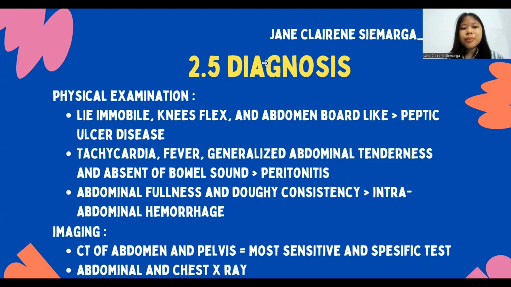In physical examination, there are several signs and symptoms that can be found. If the patient lies immobile, knees flexed, and the abdomen is board-like, it can suggest peptic ulcer disease. If there is tachycardia, fever, generalized abdominal tenderness, and absence of bowel sounds, there may be peritonitis. Abdominal fullness and doughy consistency can suggest intra-abdominal hemorrhage.